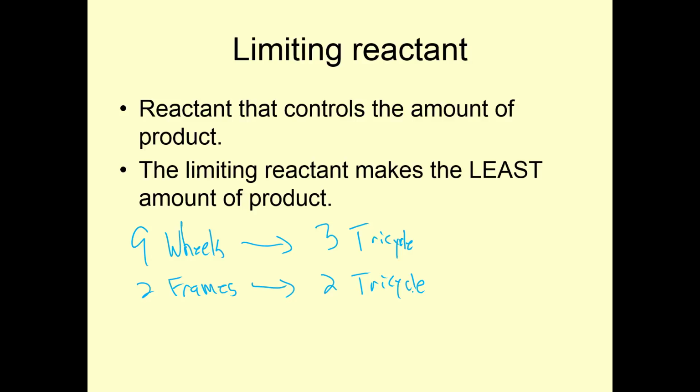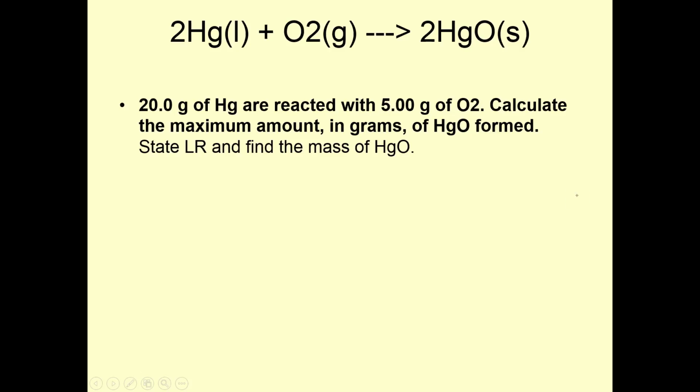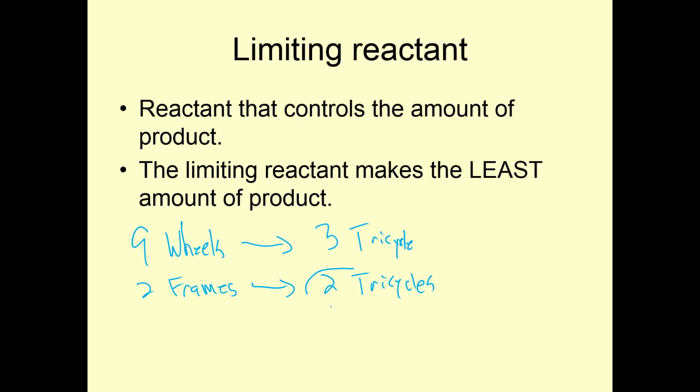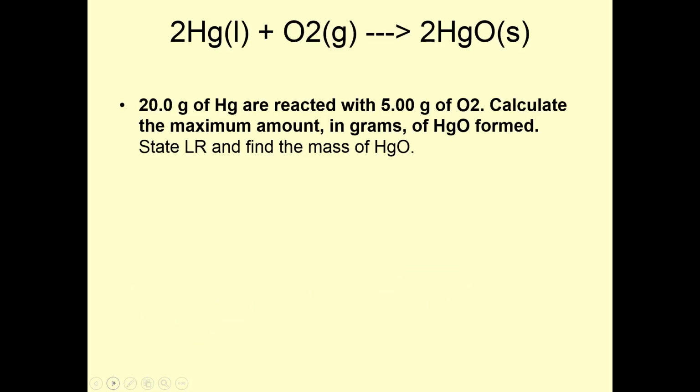So how many tricycles can I really make if I have 9 wheels and 2 frames? I can only make 2 tricycles. So my limiting reactant would be frames. See how that works? So it makes the least amount of product. This is my limiting reactant. Okay. So of course now we're going to chemistry up this bad boy.